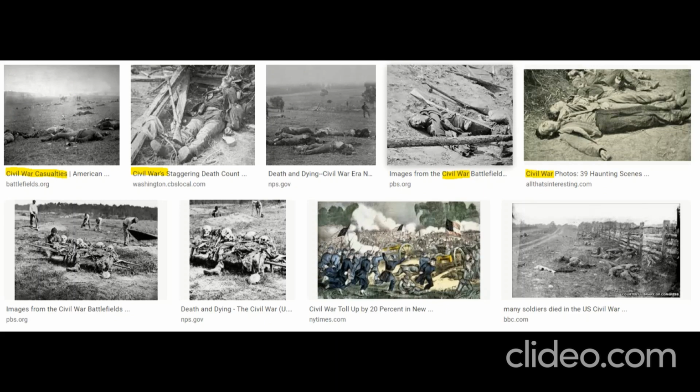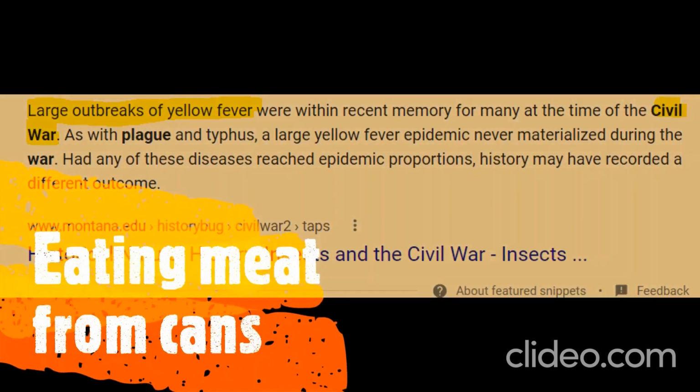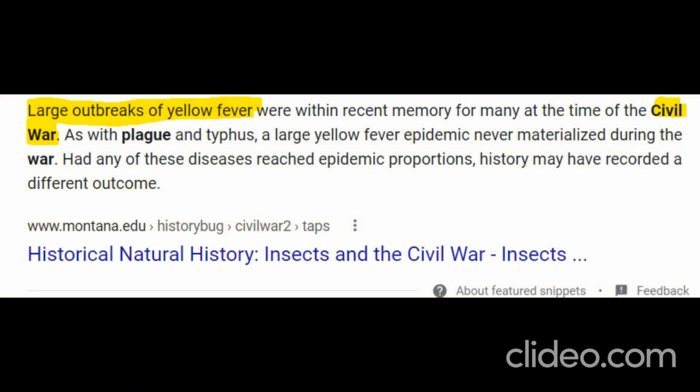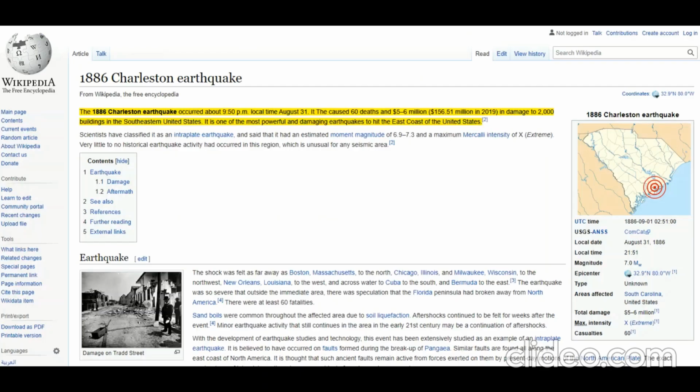And on to number 6, mourn and with famine and plague and earthquake. Now, if you know about the Civil War, there were great plagues, people from eating cans. There were all types of sicknesses from their wounds, and many people died from both famine and plague. And also, there was an earthquake in the 1880s that was pretty substantial that came in South Carolina as basically an end to all this.